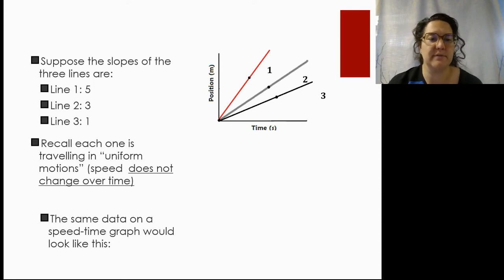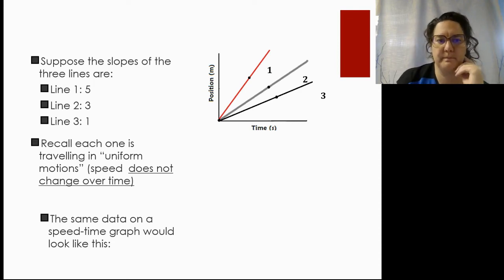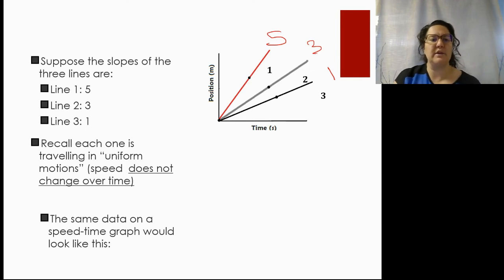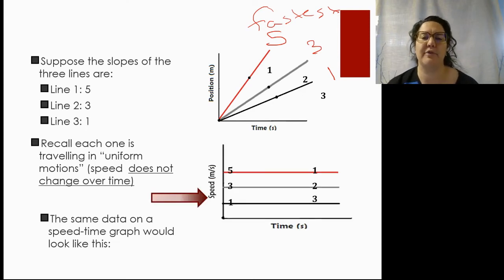So if we're looking, the slopes of the 3 lines are 5, 3, and 1. So this graph has a slope of 5, this one has a slope of 3, this one has a slope of 1. So if each of these is traveling in uniform motion, our speed does not change over time. And this one would be the fastest with our slope of 5, and 1 would be the slowest. But if we graphed this same position in a speed time graph, we would have 3 flat lines. Now this is because speed is not changing over time. So the top graph is position, the bottom graph is speed.